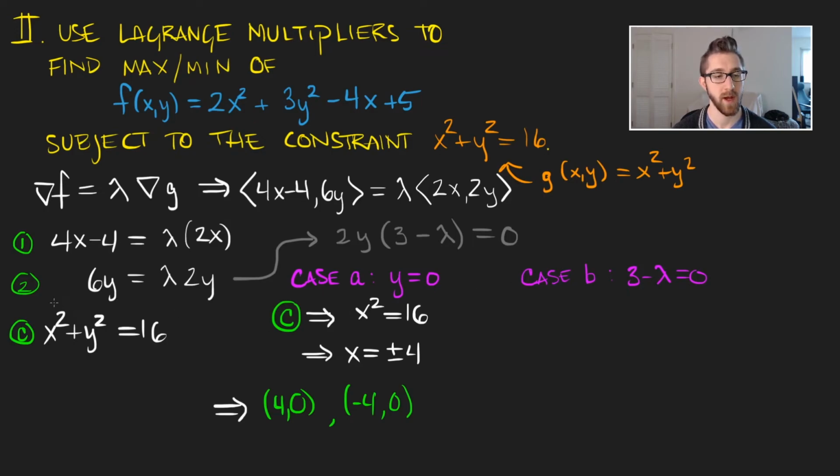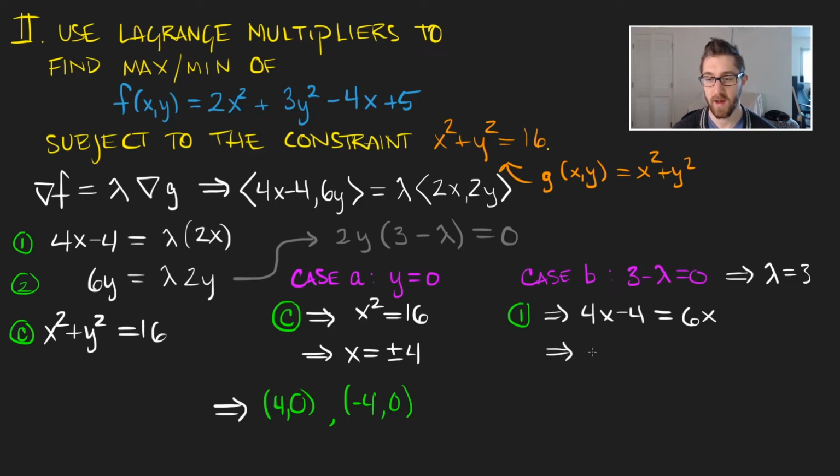So just a quick rewind. So far, what we've done is we took this second equation, rewrote it, and then this gave us two separate cases. The first case, we used the constraint equation to quickly find what the points are. Now, in the second case, we know that lambda is equal to 3. And so what we're going to do is go back now to the first equation, because that relates lambda and x. If lambda is equal to 3, then we have 4x minus 4 equals 6x.